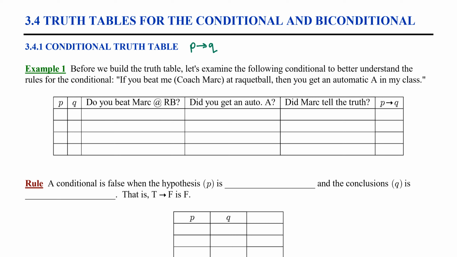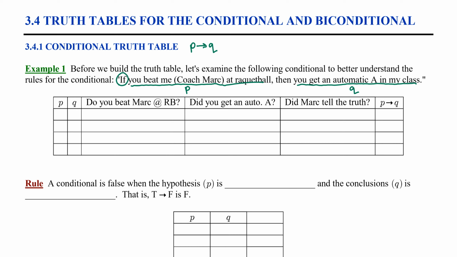Sometimes he would play left-handed to give them an advantage. But the idea here is that he had this conditional statement in his syllabus. If you beat me, Coach Mark, at racquetball, then you get an automatic A in his class. So we have two statements. You beat Coach Mark at racquetball. We're going to call that statement P. And you get an automatic A in his class. We're going to call that statement Q.